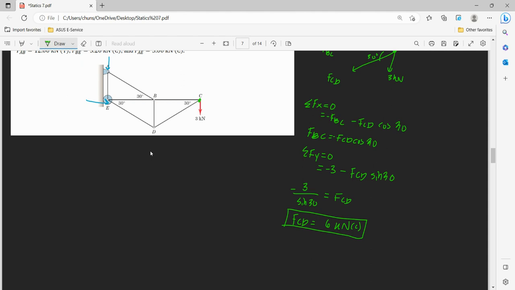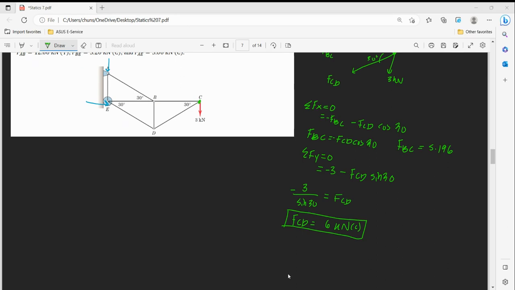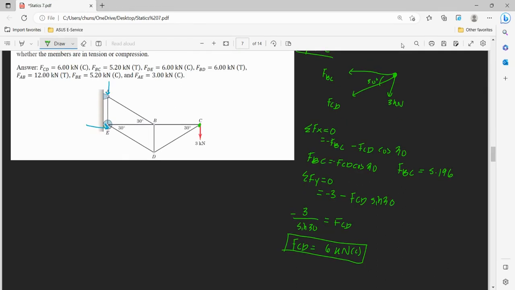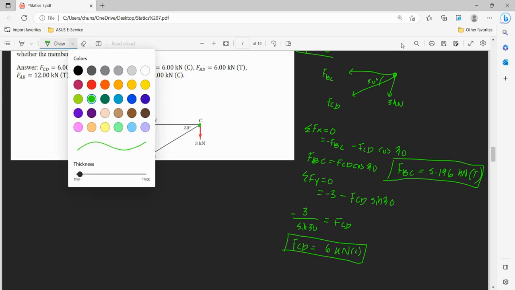And when we put this in for FCD, FBC is negative FCD cos 30, so negative negative 6 times cos 30. And this is positive 5.196. Okay, and this is our answer. This is in kilonewtons and it's positive, so this is in tension. Okay, so those are correct, those are the first two.